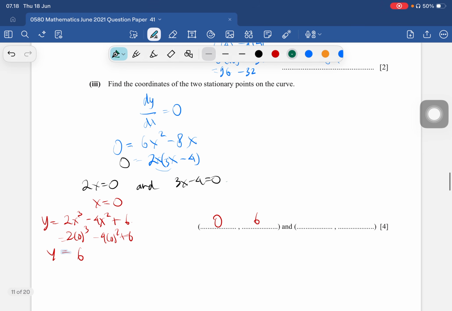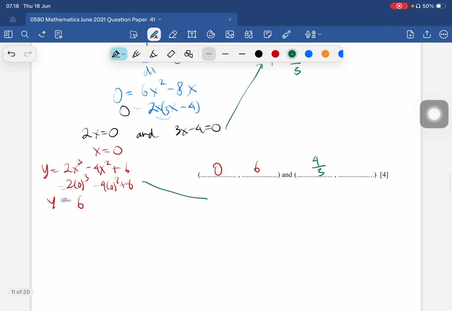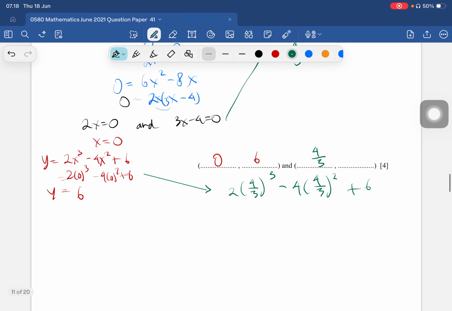Okay, another coordinate, we got x equal to 4 over 3. Let us find the value of y. We substitute it here: when x equal to 4 over 3, y is 2 times (4 over 3) cubed minus 4 times (4 over 3) squared plus 6. Okay, here 4 cubed is 64, 3 cubed is 27, minus 4 times 16 over 27 plus 6.